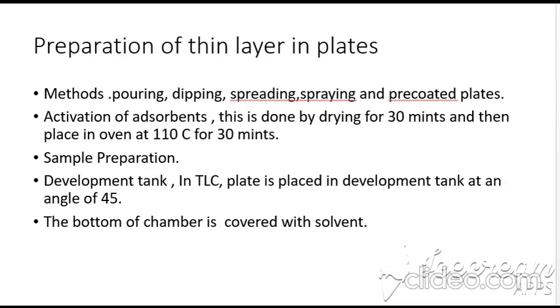If it is a thick layer, separation is not possible. So what are the methods used for preparing this slide? You have to take a slurry of the silica gel, apply it on the glass sheet, and by any method, by pouring, by dipping, spraying, or anything else, you can prepare the slide and place it in the oven to dry it. Now your stationary phase is ready.